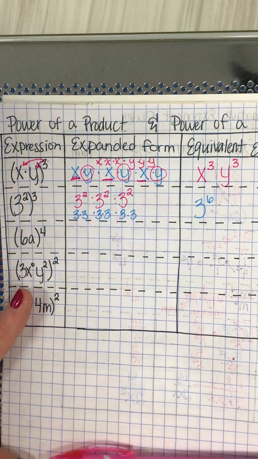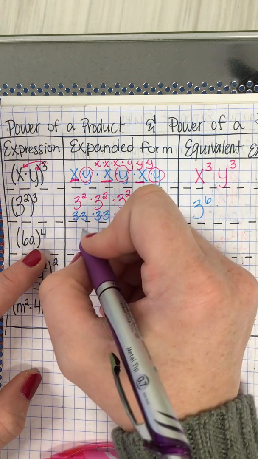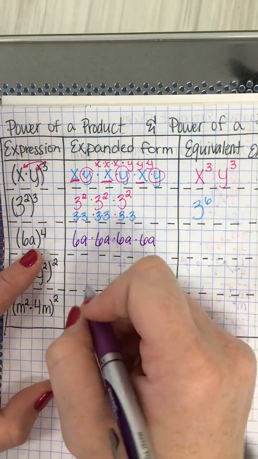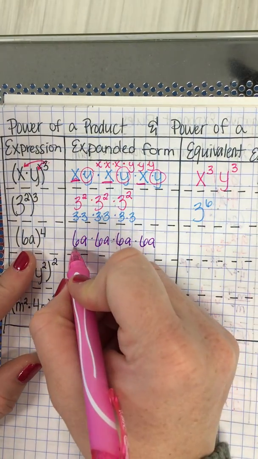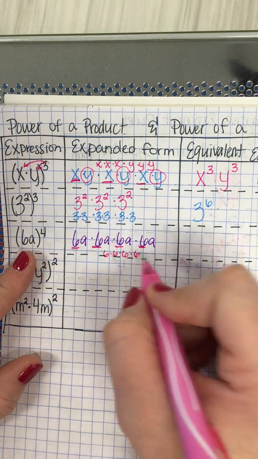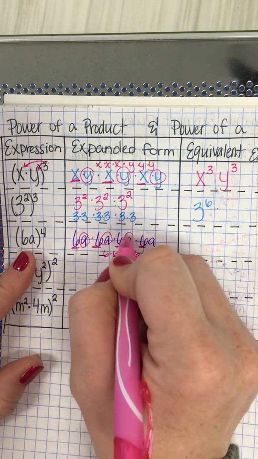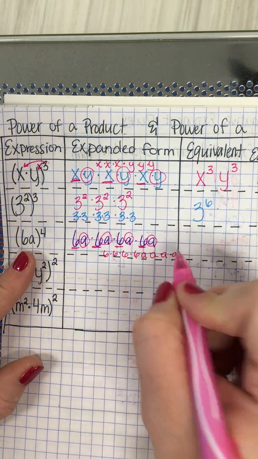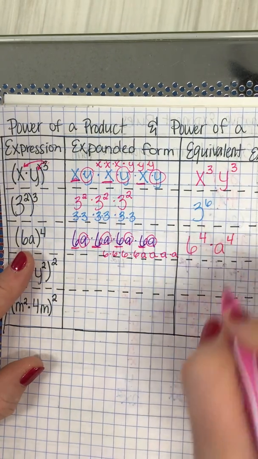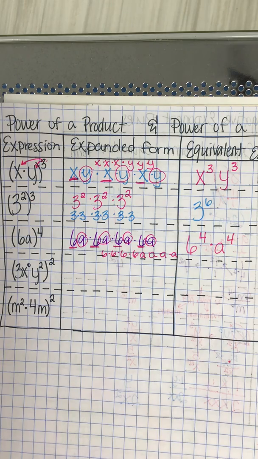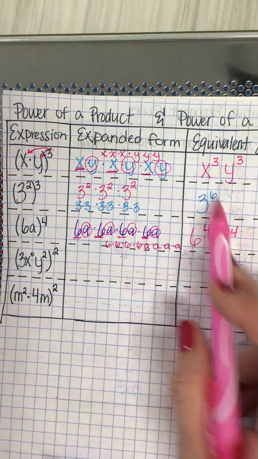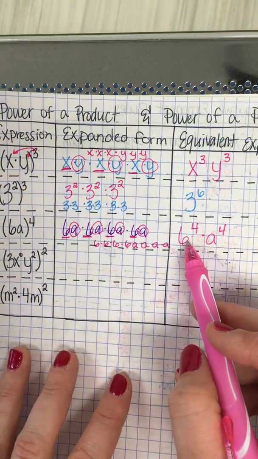Okay, let's look at the next one. 6a to the 4th. So I have 6a 4 times. So 6a, 6a, 6a, 6a. Okay, let's think about things together. So how many total 6's do I have? So 6 times 6 times 6 times 6. And then we have a times a times a times a. So I have 6 to the 4th times 1, 2, 3, 4, so a to the 4th. And again, you don't have to write that times, just like I didn't write it there. You don't have to write it between those two because we know that it's an implied multiplication.